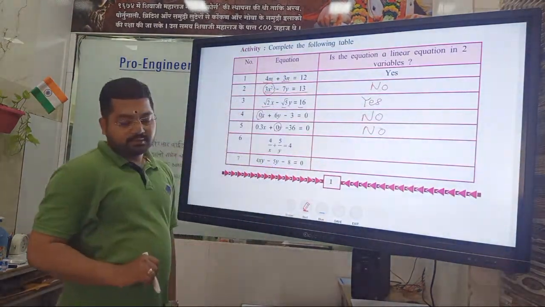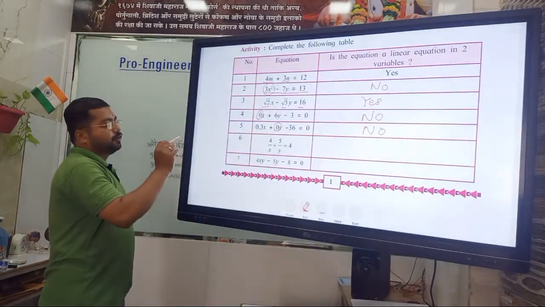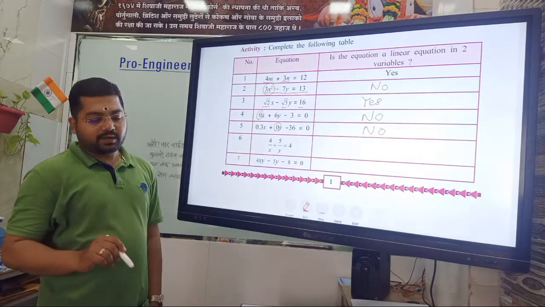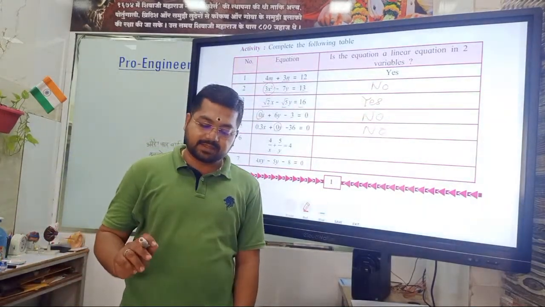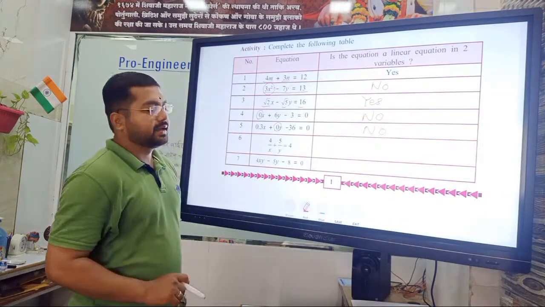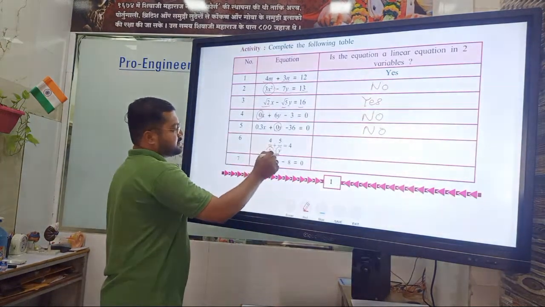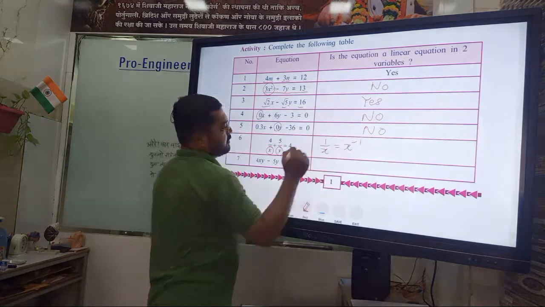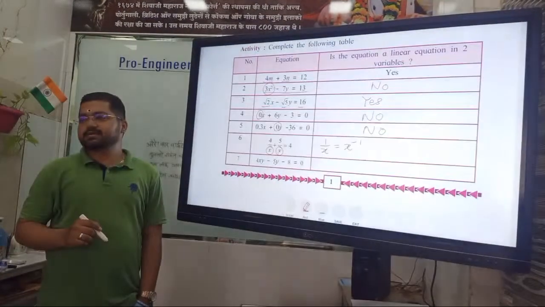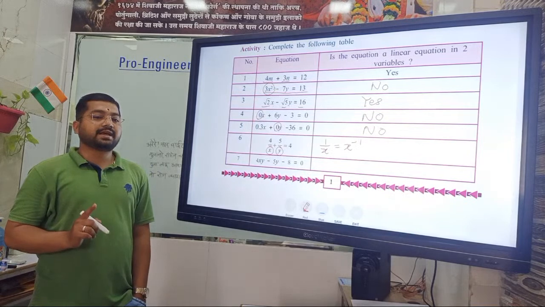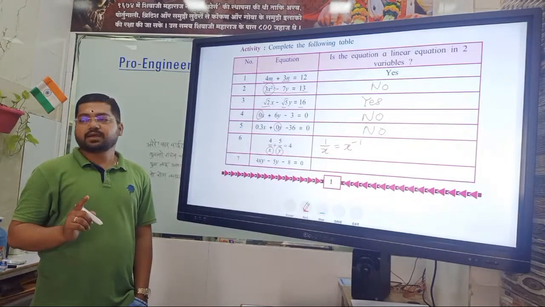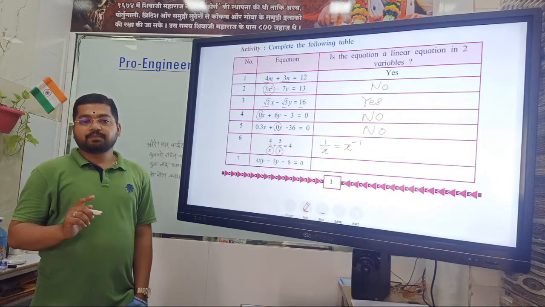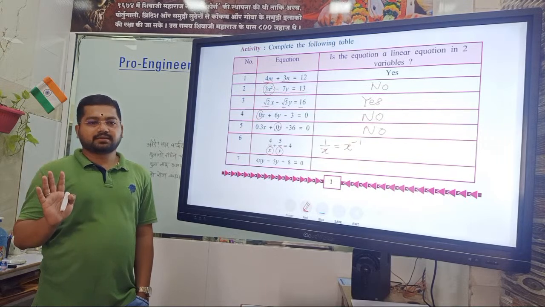And the sixth one, here 4 by x and 5 by y is equal to 4. In this case the degree of variables is minus 1. Why? Because if we take this 1 by x, it is x inverse. So what is the condition? Degree of x and y must be 1. There should not be any 0 present in ABC.